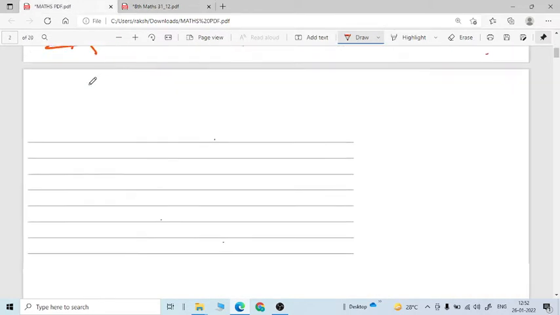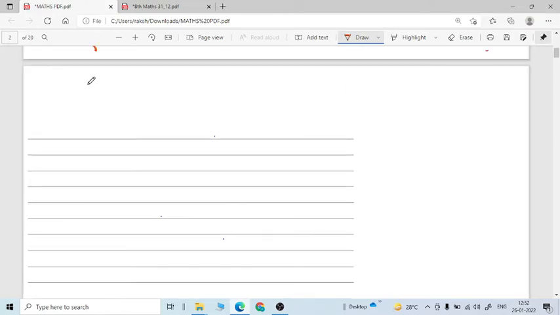Now let's move on to the textbook part. We'll solve one problem based on it. Students, I am dictating the question, you write in your notebook.